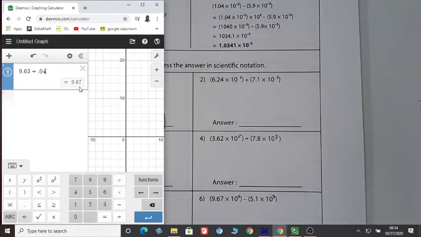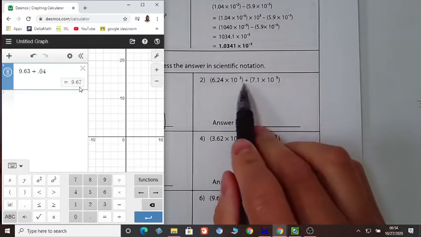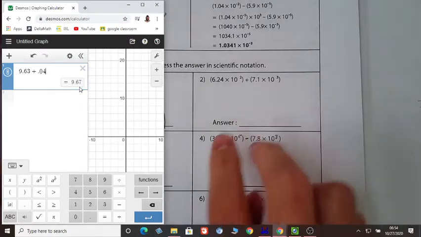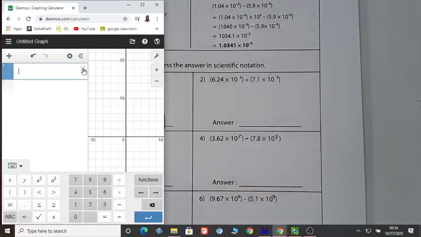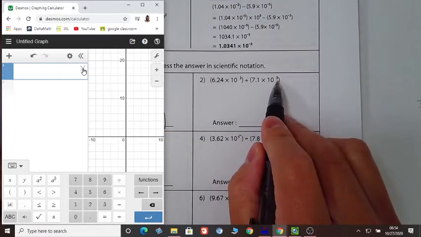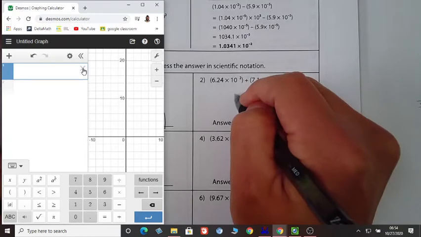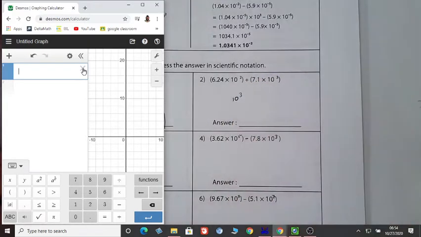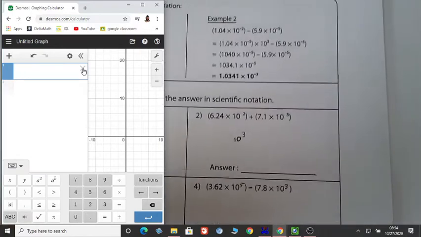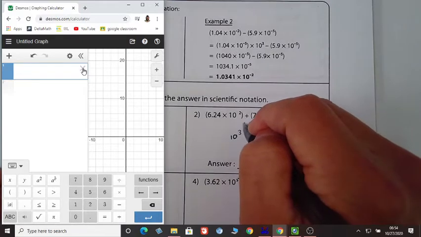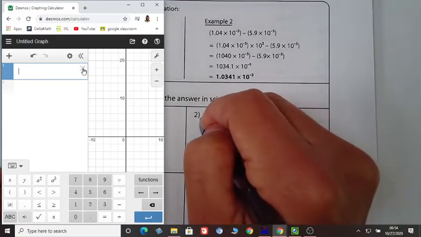So same idea. I need to get the same exponent. So for number 2, the calculator's in a good position. I'll just leave it there. Okay, so I need to make the smaller exponent the same as the bigger exponent. So I'm going to make this 10 to the 2nd a 10 to the 3rd. Now realize that I made this exponent bigger, so I need to make the coefficient smaller.